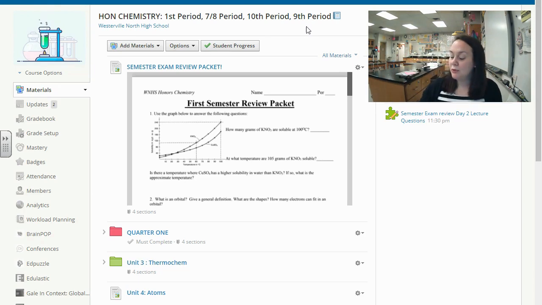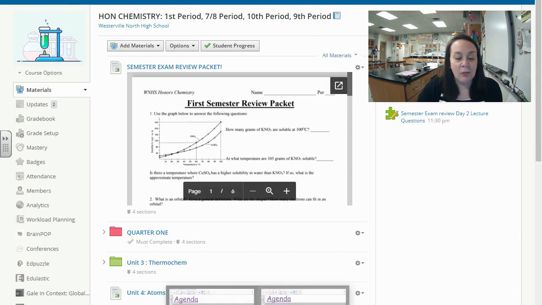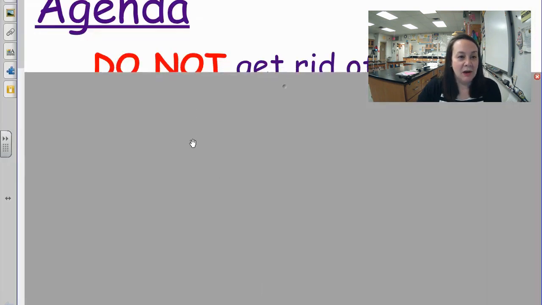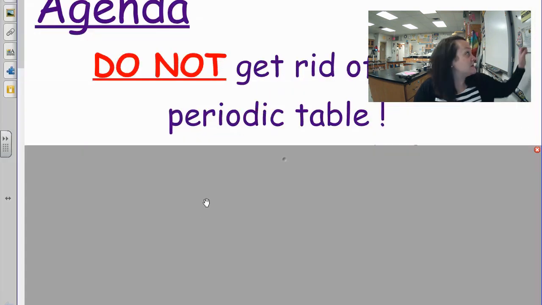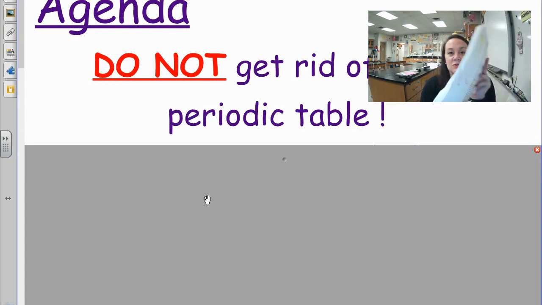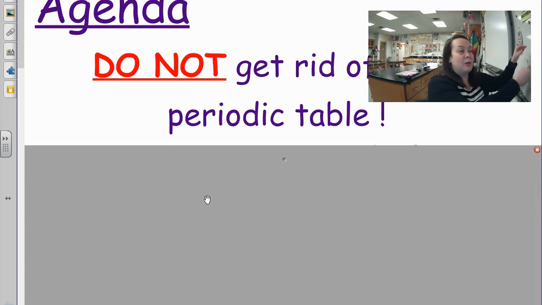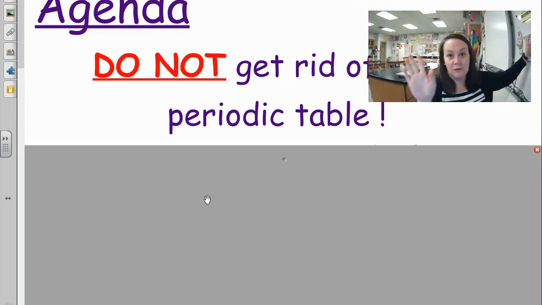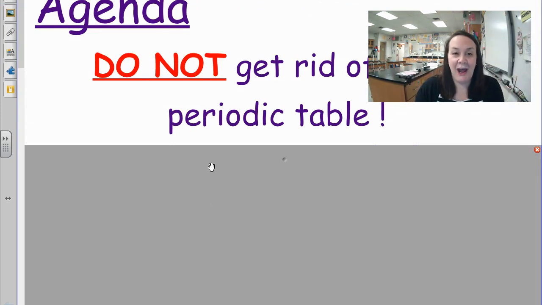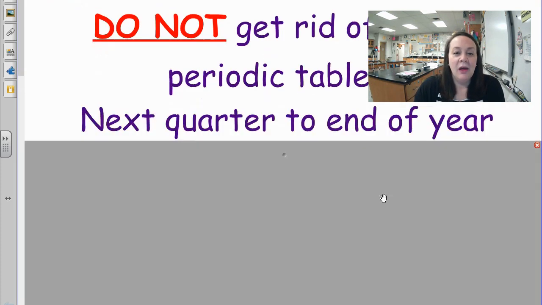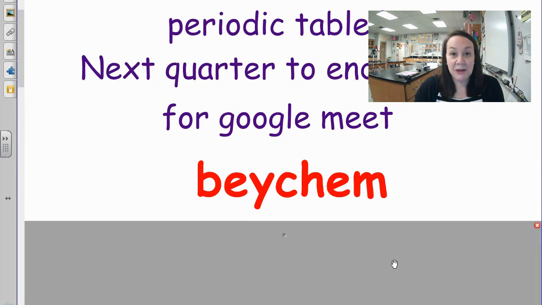A couple other things that we talked about: you do not want to get rid of your periodic table. The first thing we're going to do in the next semester is color it, and we are going to have a unit all about the periodic table. So don't get rid of your periodic table if you're purging after the semester exam.